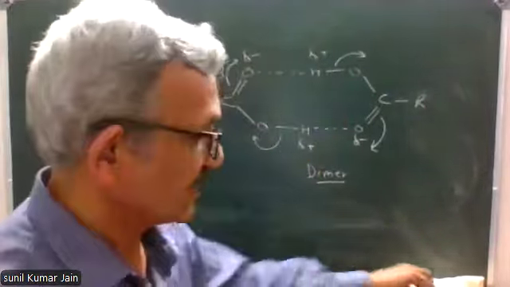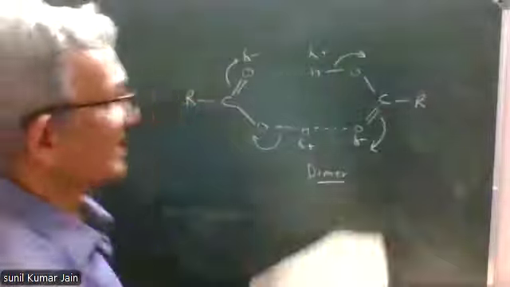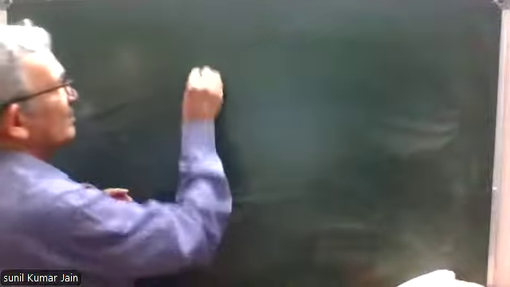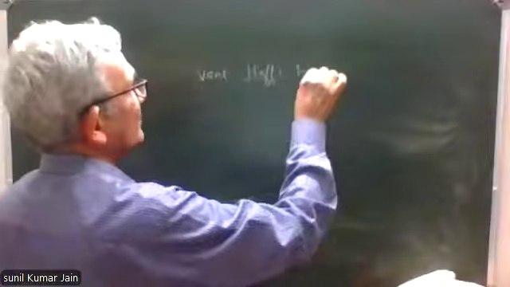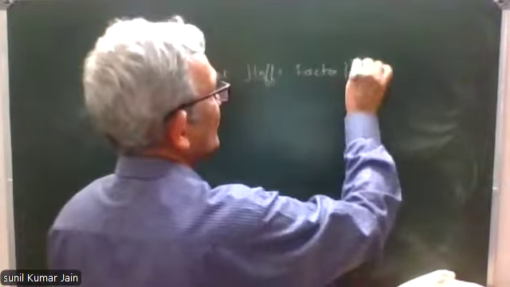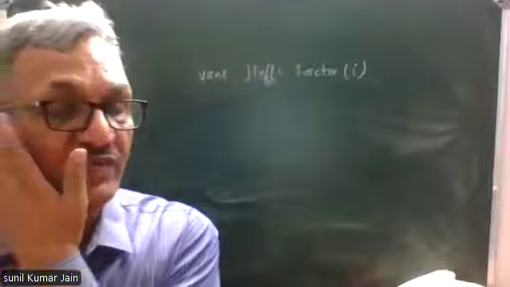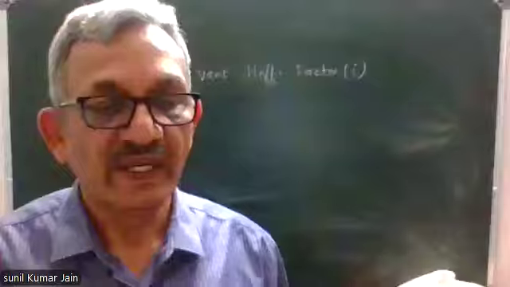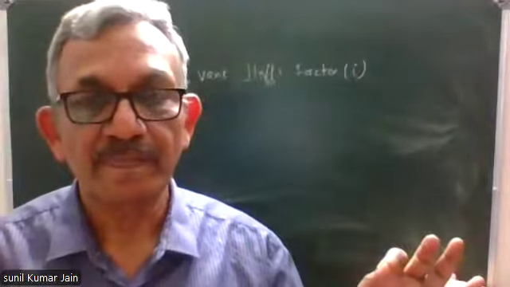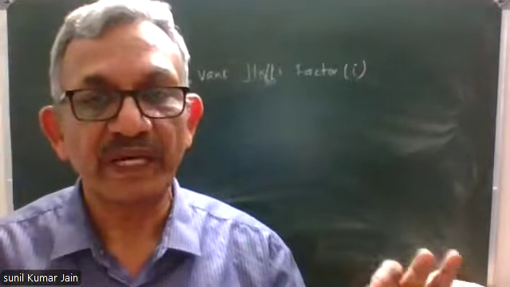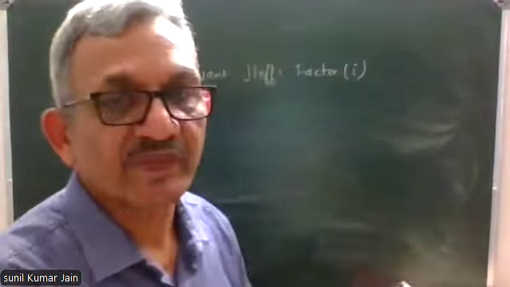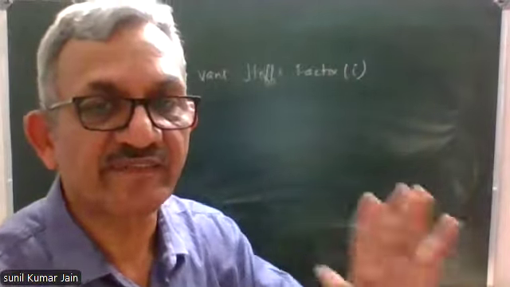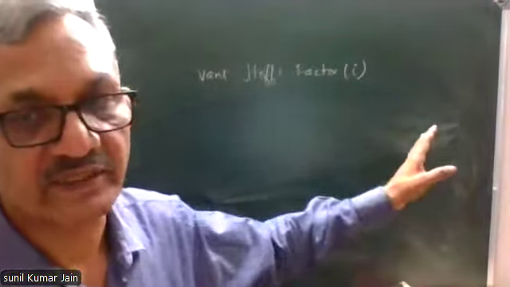For that, I'm introducing the next topic, van't Hoff's factor. The symbol for van't Hoff's factor is i. This is defined by the following ratios. I'm giving you three ratios. These three ratios are the definition of i, that is the van't Hoff factor.